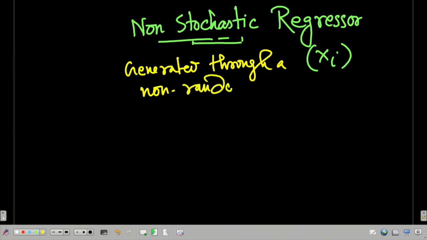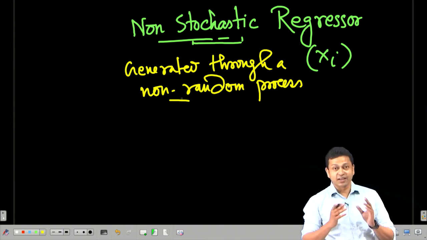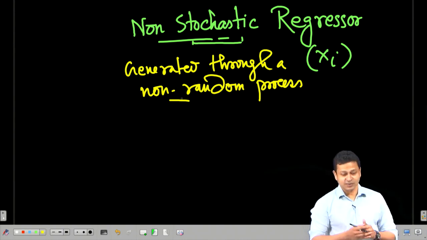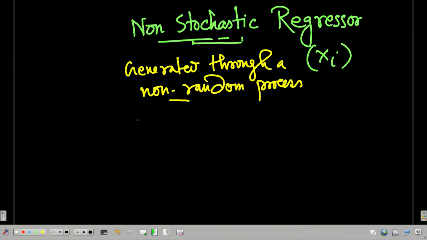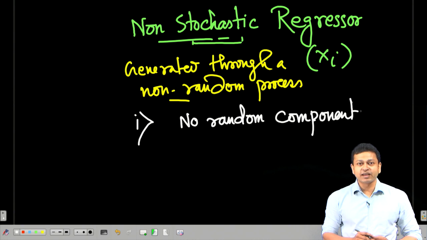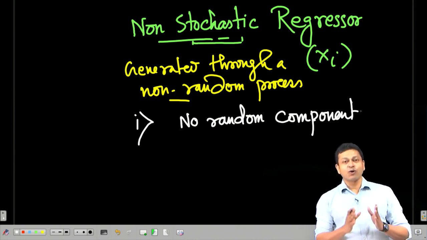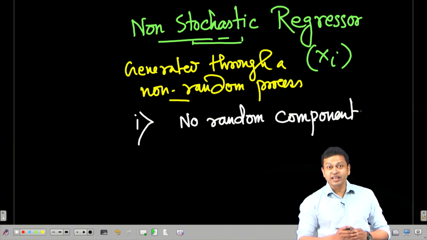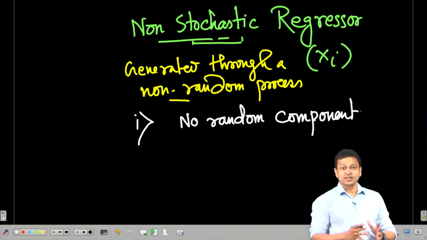I should not jump from one jargon to another, so I should explain what I mean by a non-random process. Essentially, my regressor does not have any random component, any component of uncertainty, any component of unknownness. Let me write it down. The first thing is that there is no random component. And there is another part of it. When I have my regressor non-stochastic, all the regressors, all the xi's, are going to be independent of each other.